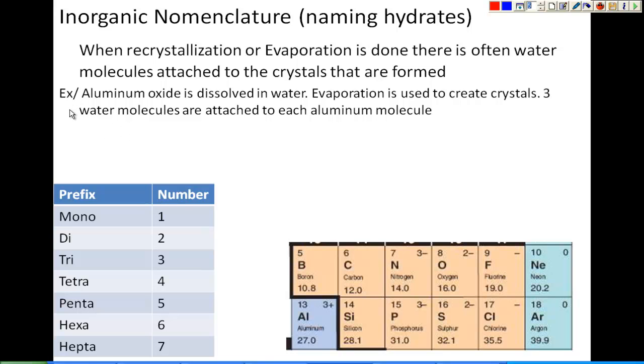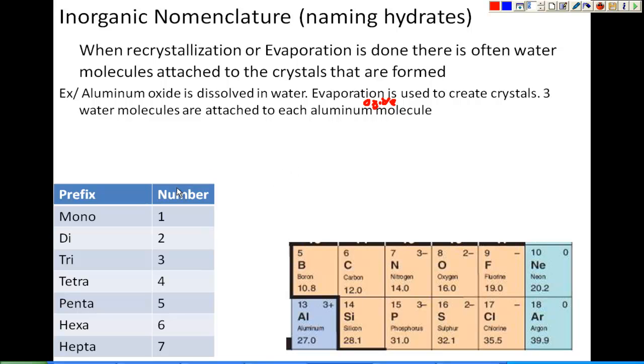So here's a question right here, and it says aluminum oxide is dissolved in water. Evaporation is used to create crystals, or in other words, aluminum oxide crystals. And what they have found is that there are 3 water molecules attached to each aluminum oxide molecule. So we're going to fix this question right here. Oxide molecule. So that should go right there.